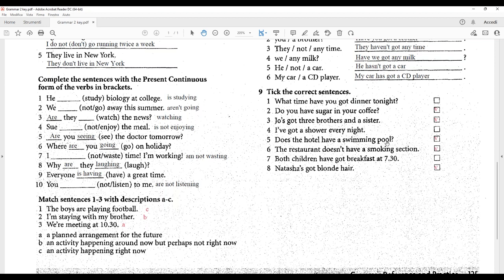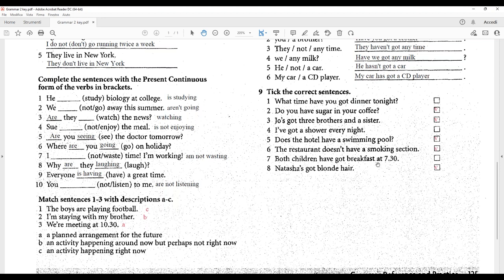Does the hotel have a swimming pool? Yeah. Does the hotel have? Remember, have is always correct. Does the hotel have a swimming pool? Does it, the hotel, right? Does it have? The restaurant doesn't have a smoking section. Okay, the restaurant doesn't have it, the restaurant. It doesn't have a smoking section.